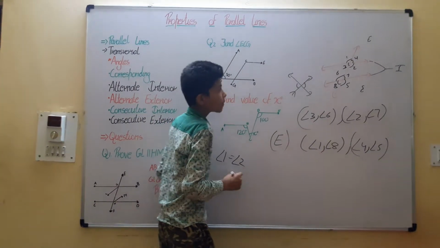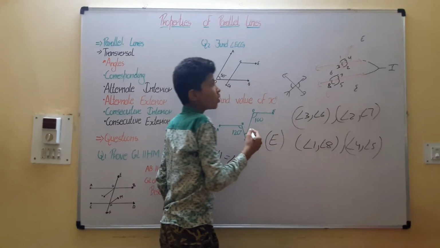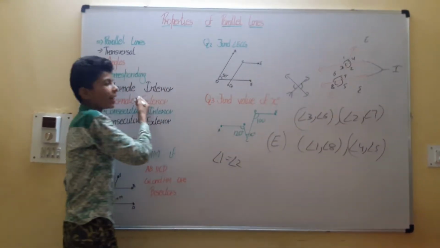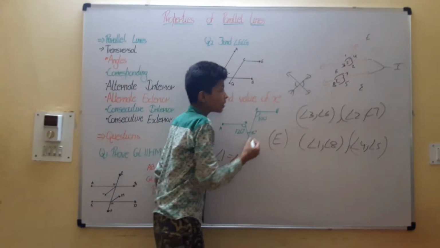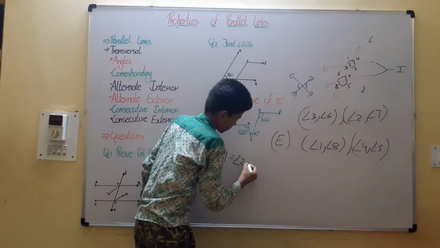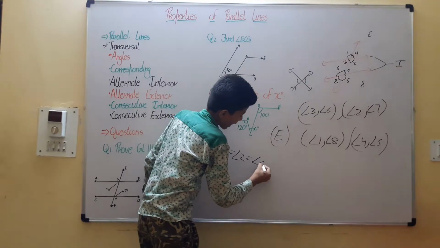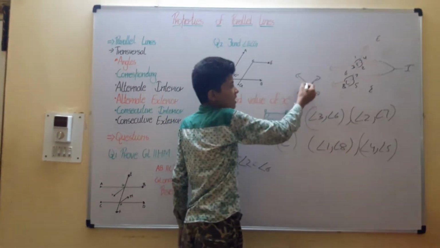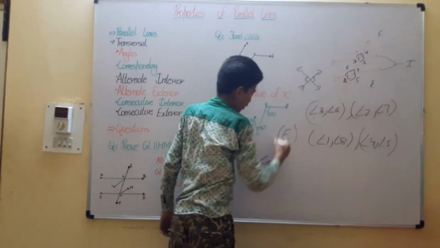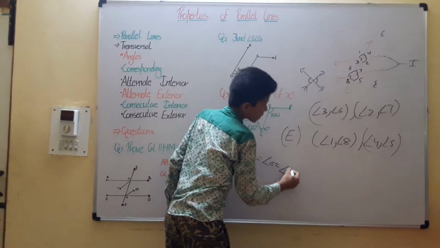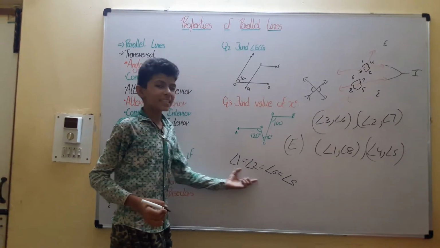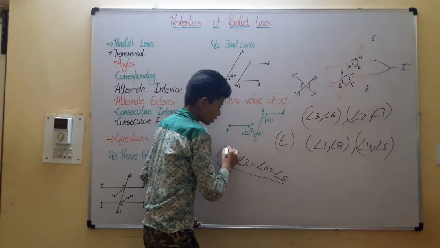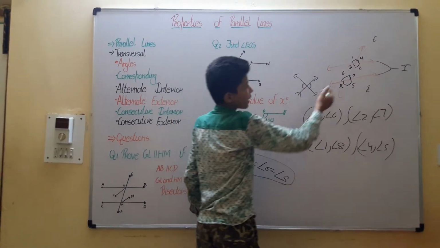angle 6 also, because of the corresponding angles. And angle 6 lies in the opposite direction of angle 5. So angle 5 should also be the same. So these are the angles which are equal in this figure.